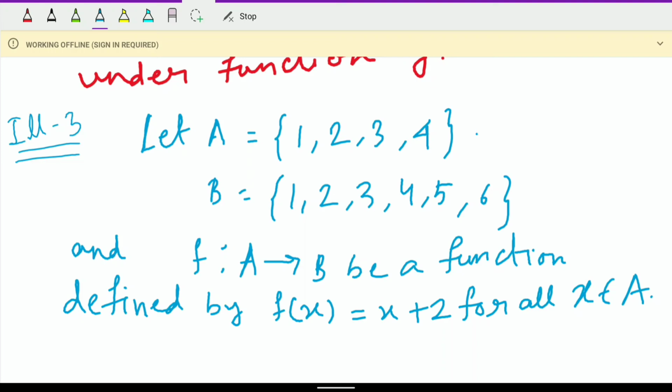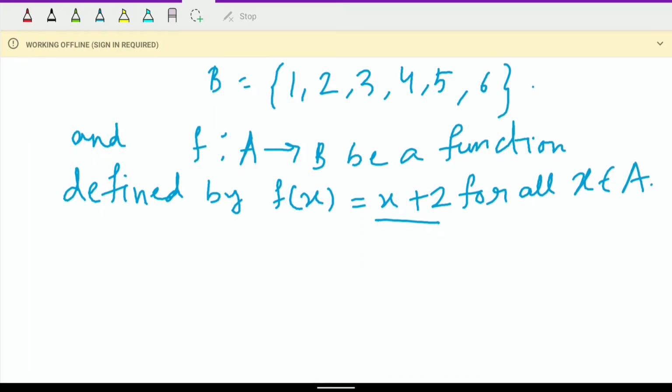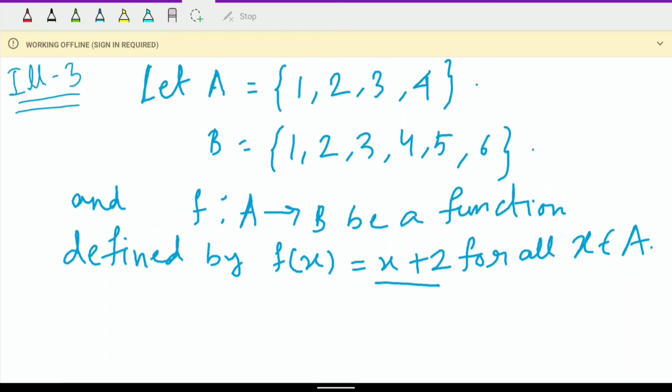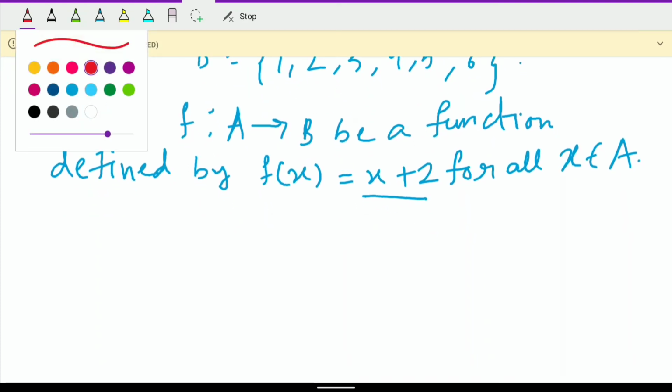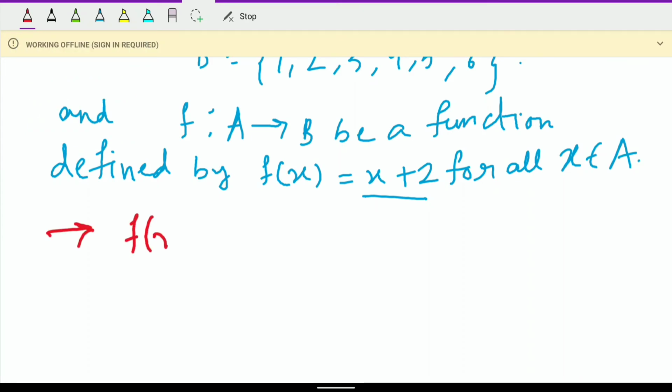So here let A and B be the relation sets. Elements of A are 1, 2, 3, 4 and elements of B are 1, 2, 3, 4, 5 and 6, and f maps A to B be a function defined by f of x equals x plus 1 for all x belongs to A. Now you have to find the pairs that satisfy this condition. So start now. Here f of x equals x plus 2.